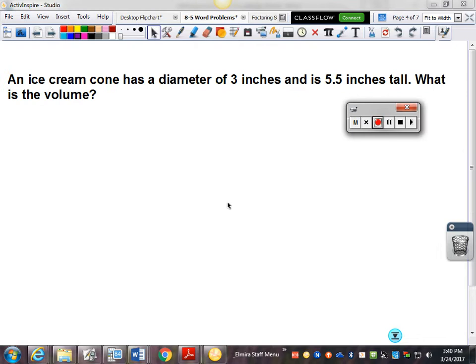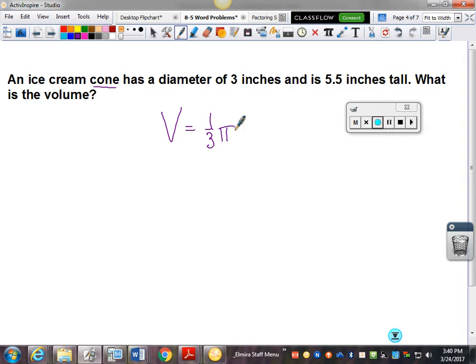The next problem, let's see, an ice cream cone. Well, it does tell us cone right in the problem. Volume equals 1/3 pi r squared h. Has a diameter of 3 inches and it's 5.5 inches tall. What is the volume? Okay, the word diameter should throw up red flags because there's no D in our formula. We want radius, which is not 3, it's going to be 1.5. So 1/3 times pi times 1.5 squared times 5.5.